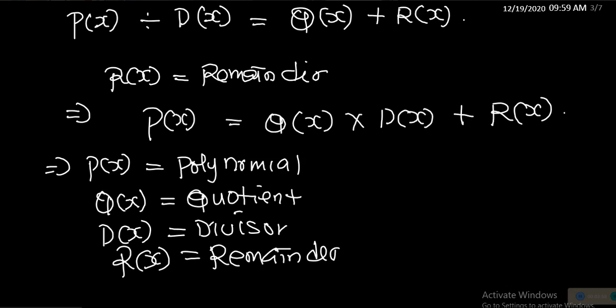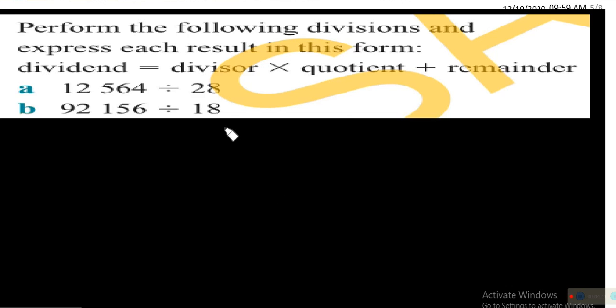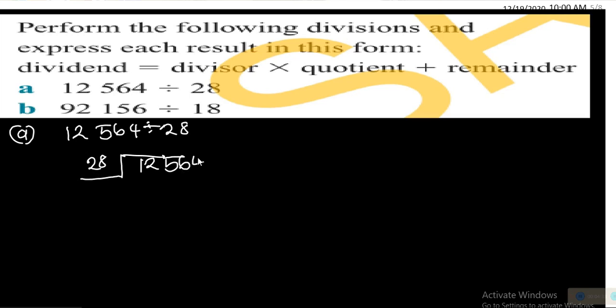Let's look at an example here. Perform the following division and express each result in the form dividend equals divisor multiplied by quotient plus remainder. We are asked to perform this division, so let's pick the first one, A: 12,564 divided by 28. So you draw your division line, 28 will be outside, and we have 12,564 inside.